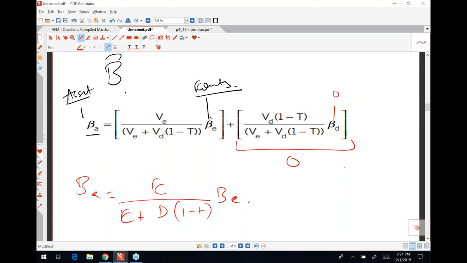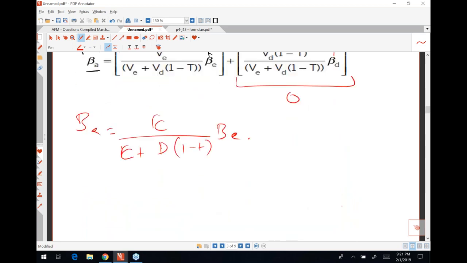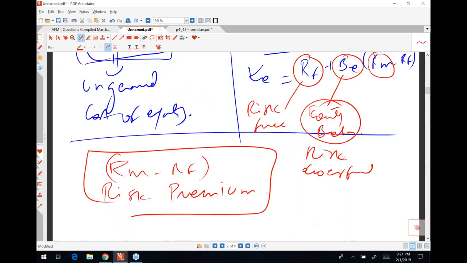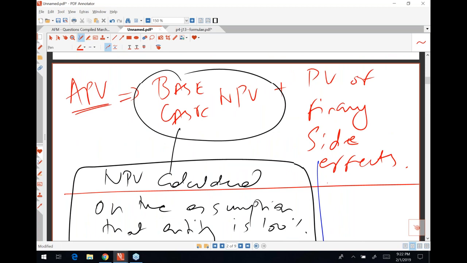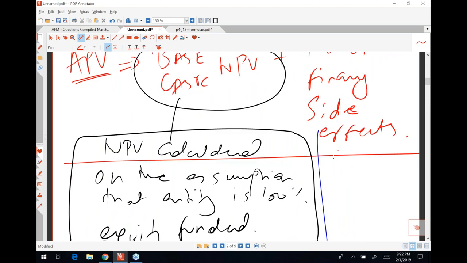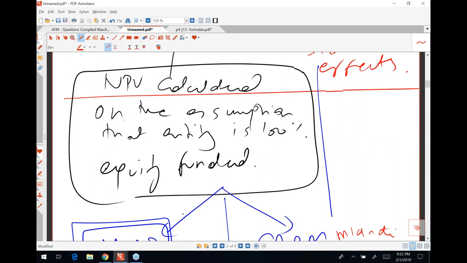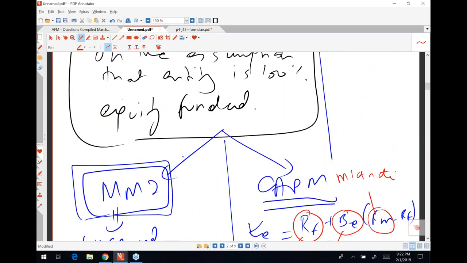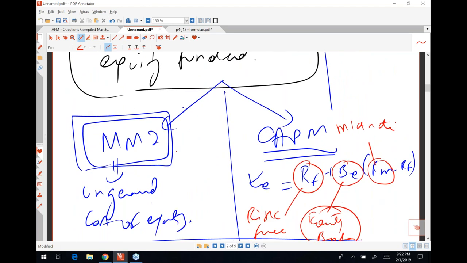Generally, when we talk about the APV, the first thing that we said was that the APV requires you to calculate the base case NPV. And what is this base case NPV? Base case NPV is the NPV calculated on the assumption that the entity is 100% equity funded. So how would you actually go about it? There are two ways of doing it. One of them is the CAPM way and the other is the MM2 way. So I'm discussing the CAPM way.